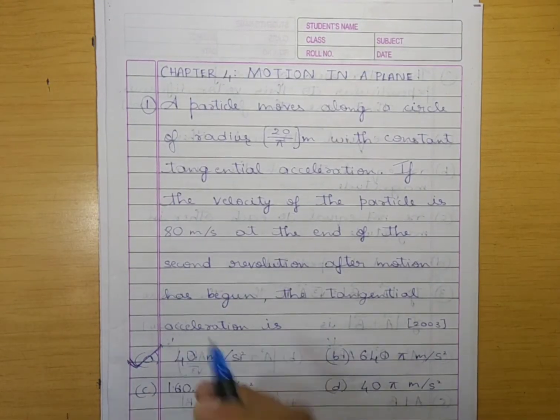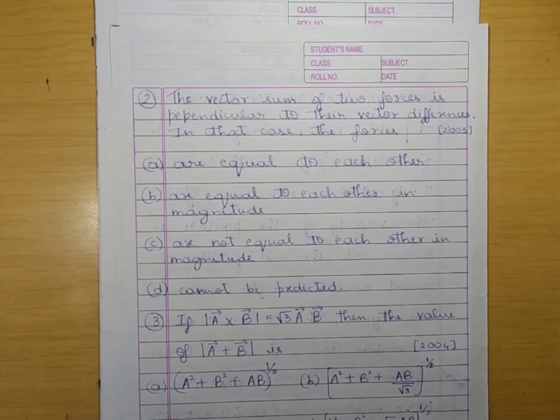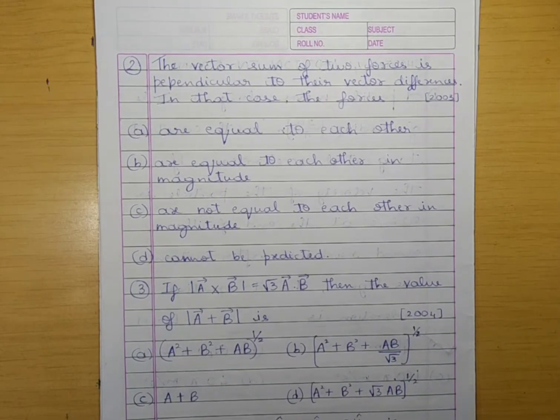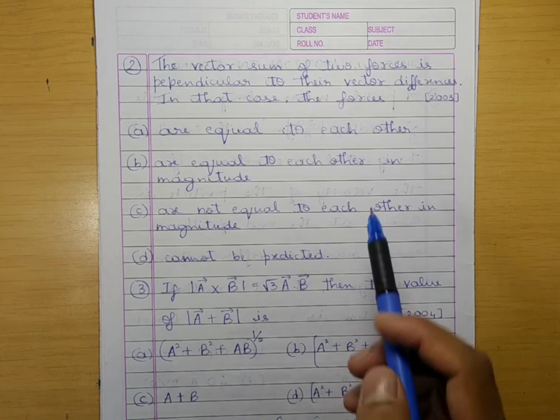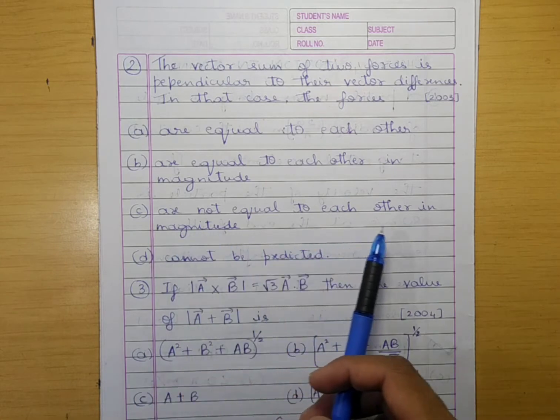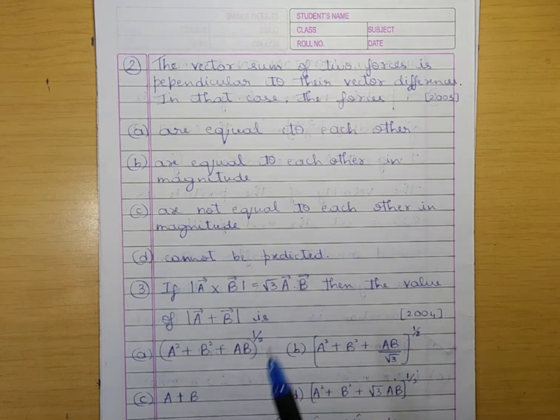Option A. Question 2. The vector sum of two forces is perpendicular to their vector differences. In that case, the forces, option A, are equal to each other, option B, are equal to each other in magnitude, option C, are not equal to each other in magnitude, option D, cannot be predicted.